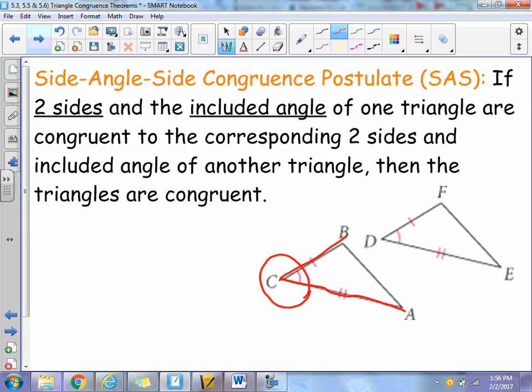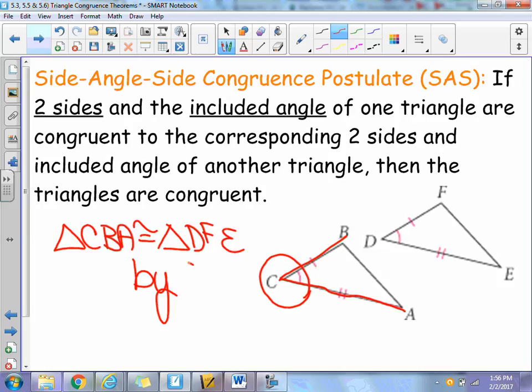So if you have figures in the order side, angle, side, side, angle, side, then you're able to say that they're congruent as well. Again, the order is very important. So we could say triangle CBA. What would be its matching triangle? Yeah. Good. SAS. Any questions so far? No.